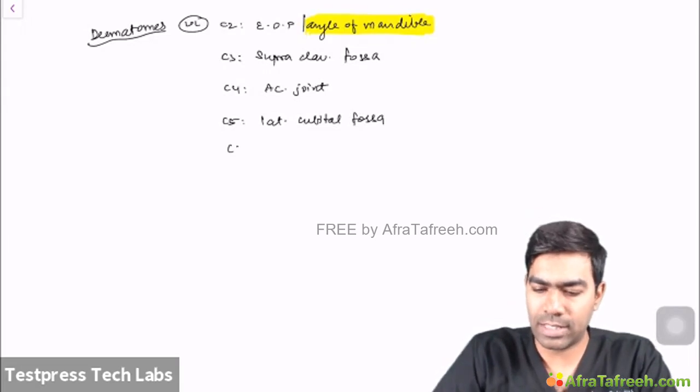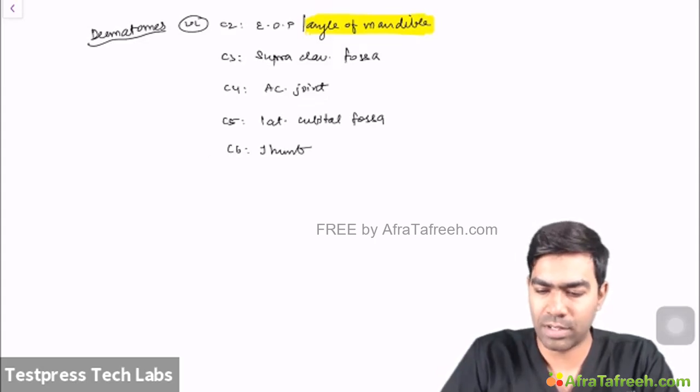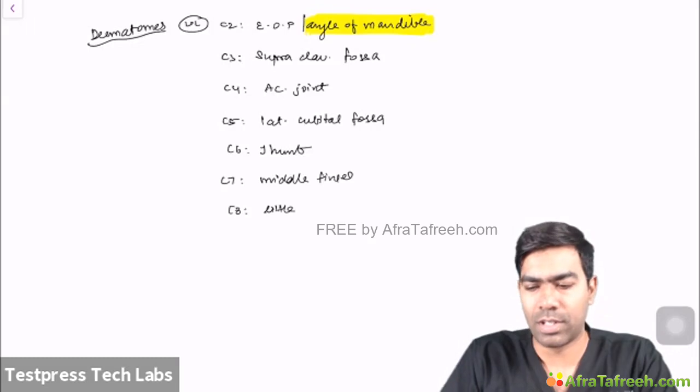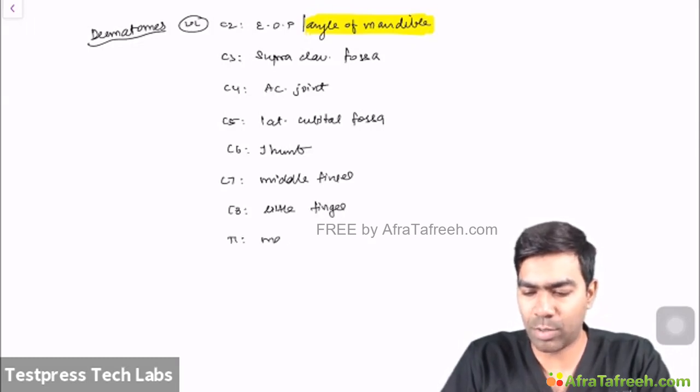And for C6, here comes the most important thing. C6 is the thumb and C7 is the middle finger. C7 is the middle finger and C8 is the little finger. C8 is the little finger and T1 is the medial antecubital fossa.